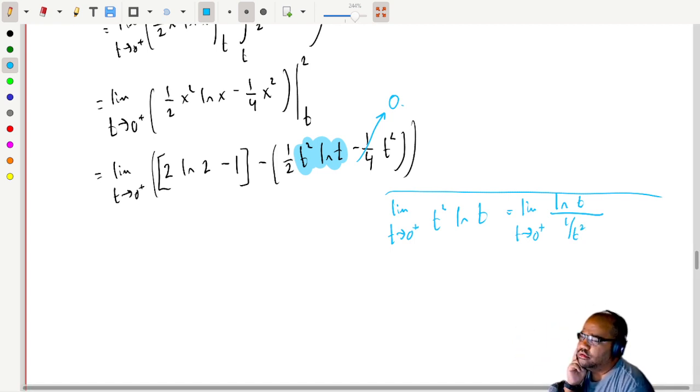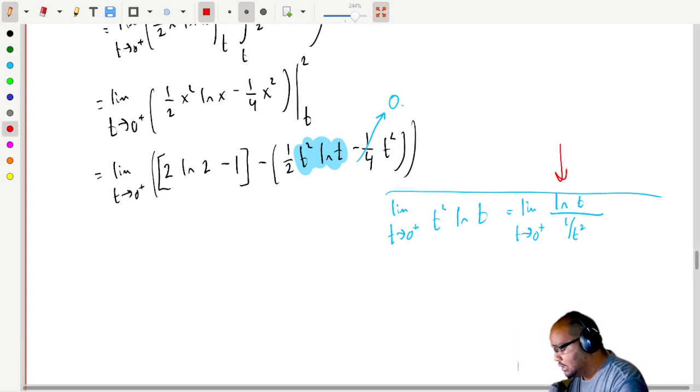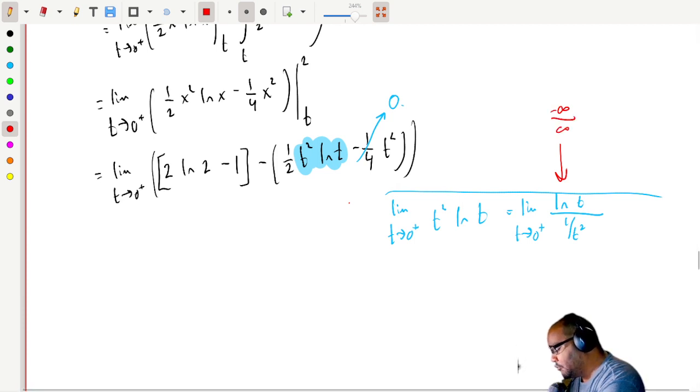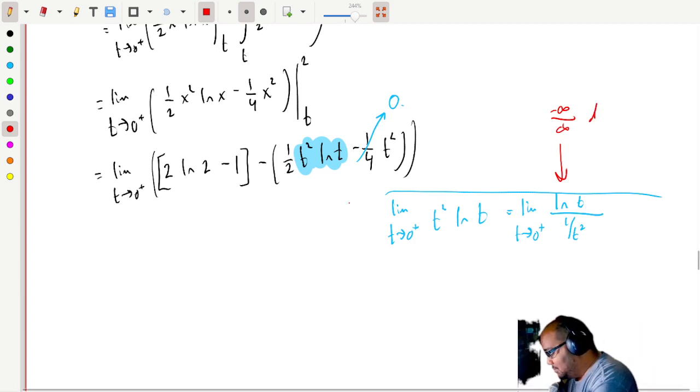Why? Because look what happens. This here gives me an infinity, well, really a minus infinity over infinity type thing, which is still infinity over infinity in a sense. So L'Hopital's rule. So we use L'Hopital.